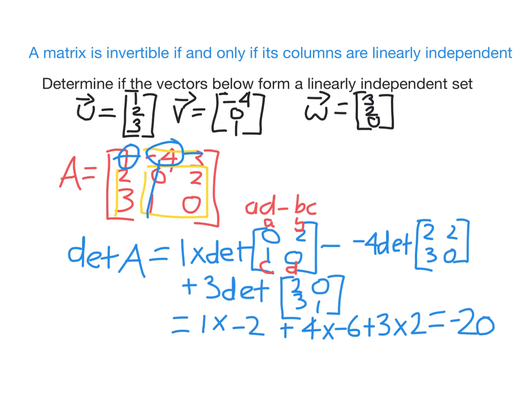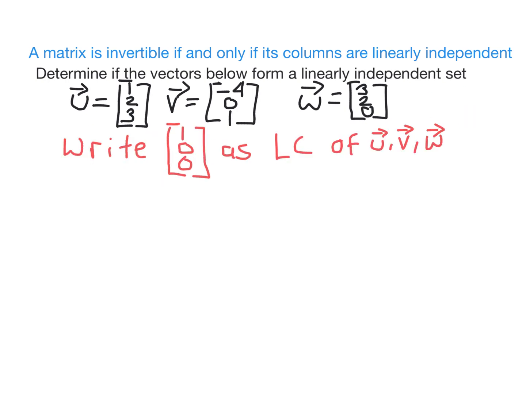The determinant here is not 0. And whenever you have a non-zero determinant, it means that A is invertible. And what it means is, in fact, yes, these three form a linearly independent set. That means they will span R3. So because these three vectors are linearly independent, we answered that question in the affirmative on the previous slide.